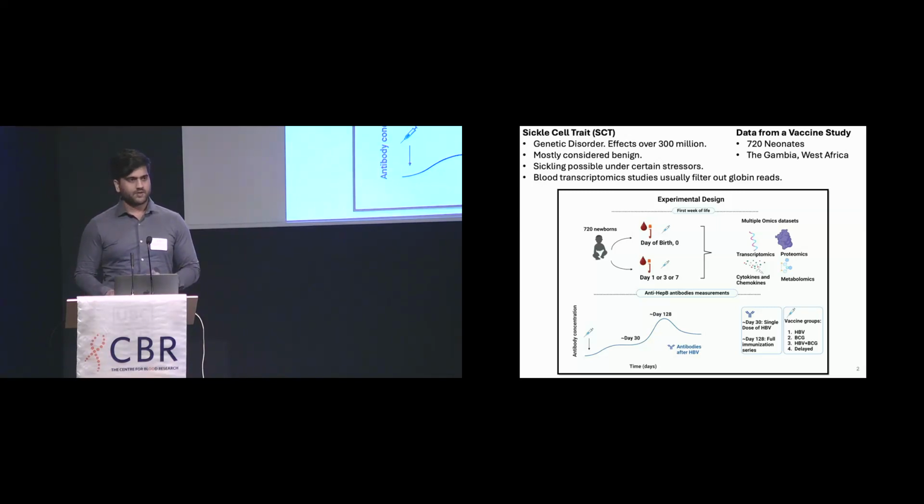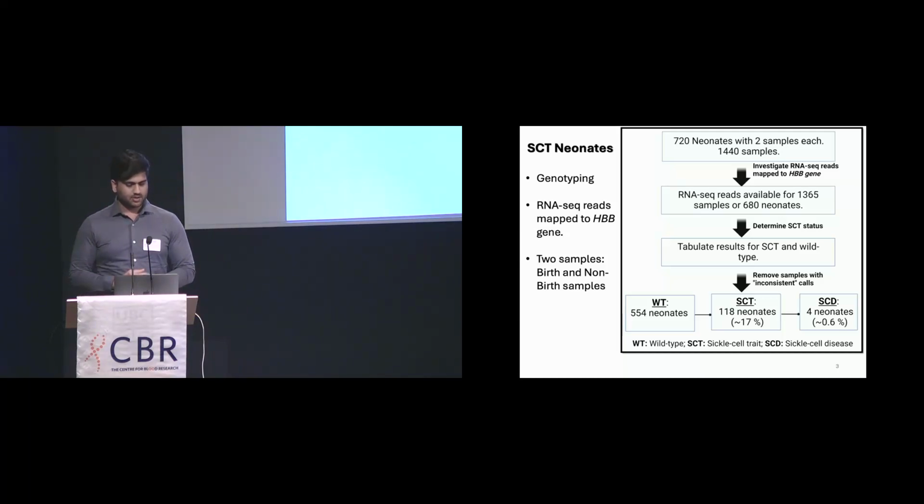So we hypothesized that we can use the reads which are mapped to globin genes, and usually filtered out in blood transcriptomic studies, to identify neonates that have sickle cell trait. And that neonates with sickle cell trait exhibit differences in their immune system during early life and their vaccine response. Firstly, to identify neonates with sickle cell trait, we genotyped their reads which were mapped to the globin genes. We used both birth and non-birth samples to make sure that our genotyping pipeline is giving consistent results. We identified 118 neonates with sickle cell trait, which is around 17% of the total, and 4 neonates were homozygous for sickle cell disease.